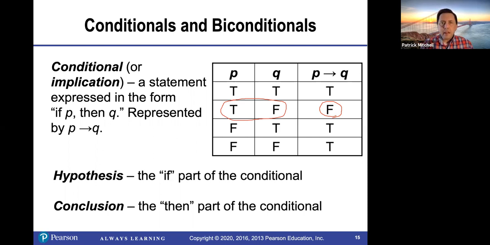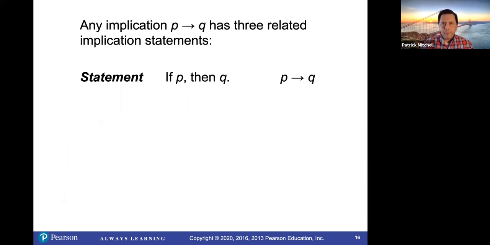Any implication if P then Q has three related implication statements. Notice the word related. I don't want you to think that these three statements necessarily have the same meaning as the original. The first one of those is called the converse. This is a word we use in math frequently. The converse of the statement if P then Q is if Q then P. So it's just turning the statement around.